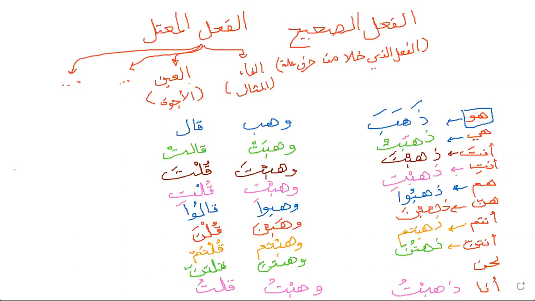جيد. And then Nahnu is the last one we're doing over here before we go back to the book. And it is Nahnu ماذا؟ ذهبنا. نحن وهبنا. And نحن قلنا.